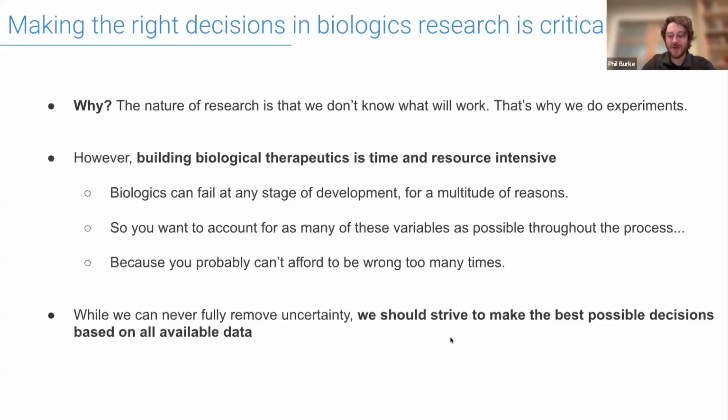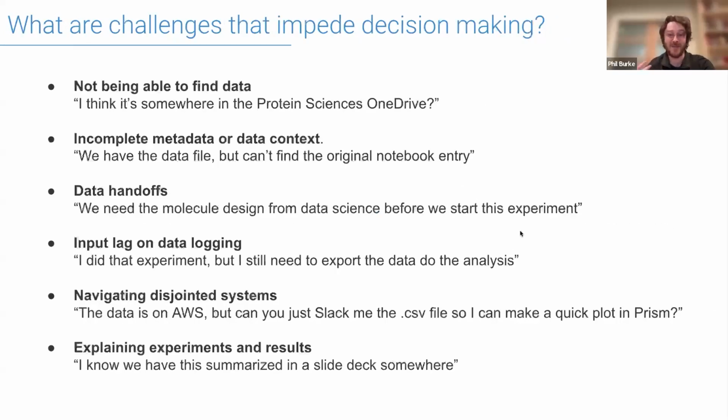So that leads me to my thoughts on some of the challenges that impede decision making. A few of the challenges that I can think of that cause it to be more difficult to make the right call when you're trying to pick a therapeutic lead or do a follow-up experiment are these big categories: just not being able to find your data or having incomplete metadata, data context, and then lag in both input lag, so data logging, and also data handoffs between teams. Like, oh, we need this design so that we can move this step of the experiment or of the project forward.